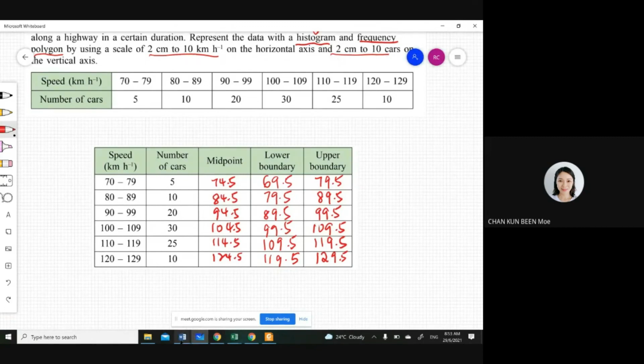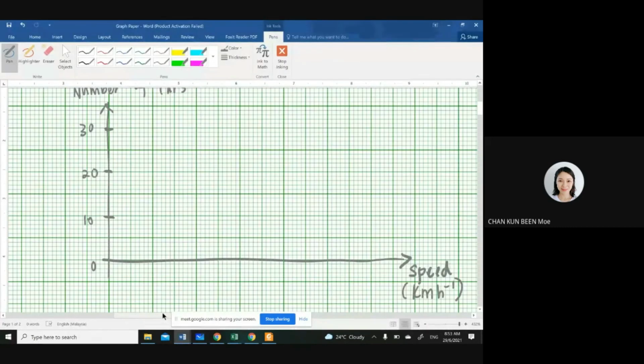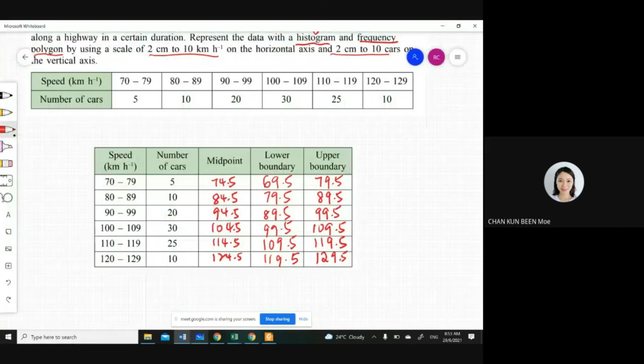So I move back to my graph. 2 centimeters, so from 0 to here. I'm going to start with 69.5. Another 2, I plot all the 2 centimeters representing 10. So this part will be 79.5, 89.5, 99.5, 109.5, 119.5, up to, I think not enough.